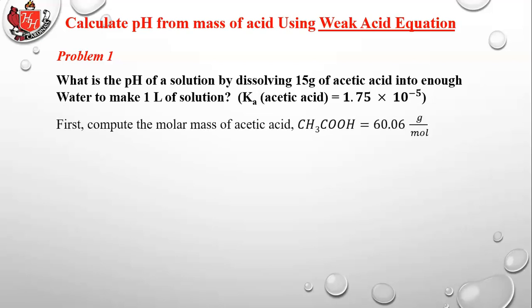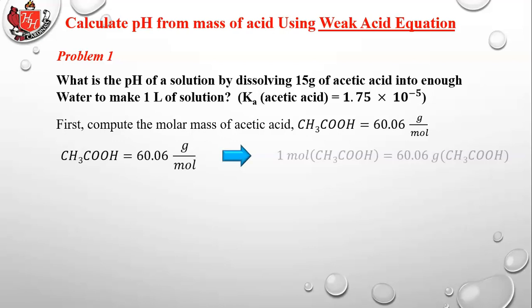So first, compute the molar mass of acetic acid. Okay, and I didn't do that explicitly here, but you have 2 carbons, you have 4 hydrogens, and you have 2 oxygens. Go to your periodic table, get the molar masses of those, and you add those up. You get 60.06 grams per mole. So there it is right there for acetic acid. Now, you can convert that to an equivalency. 1 mole of acetic acid equals 60.06 grams of acetic acid. You can skip that step if you don't feel you need it.